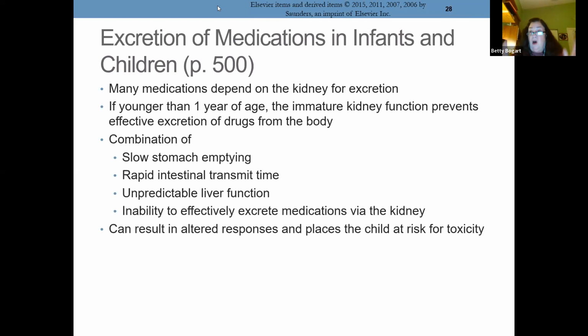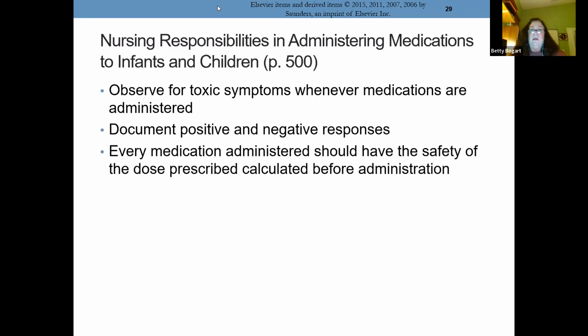So if you think about the whole combination of giving medicine, their stomach is slow to empty. It zooms right through the intestines, so there's no time to be absorbed. We don't know how the liver is going to be able to metabolize, and we don't know how well that child's going to excrete medications. So you have to be on alert for toxicity, especially in the younger ones. That's why we do a lot of drug levels, looking at whether the level is too high. And nurses are the eyes to see these things. So always observe for any toxic symptoms.